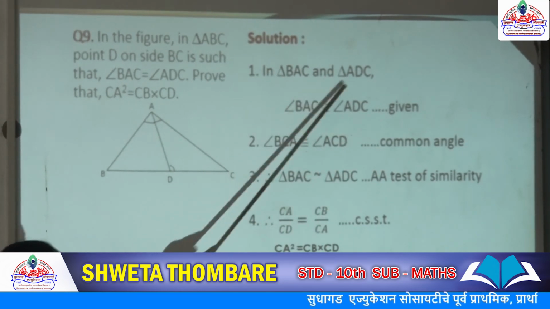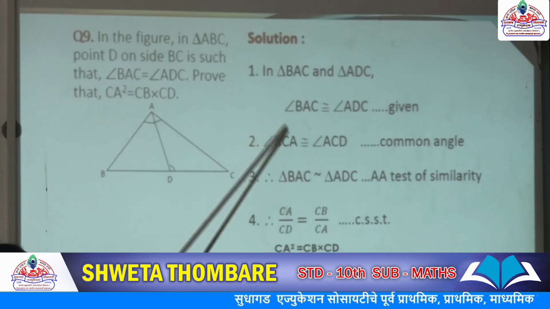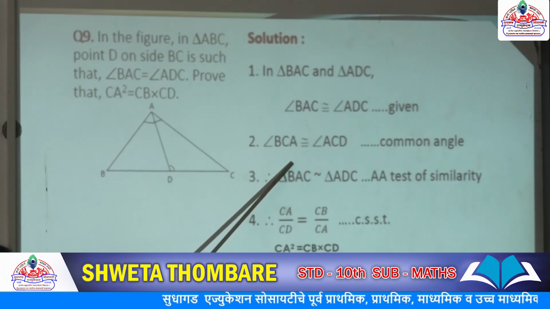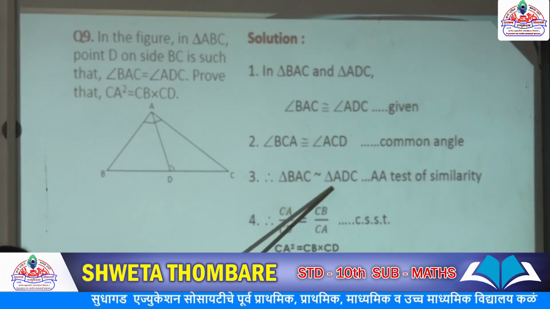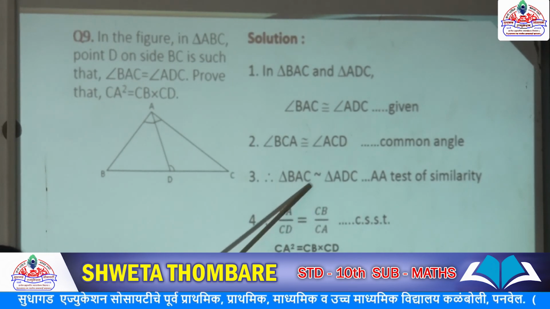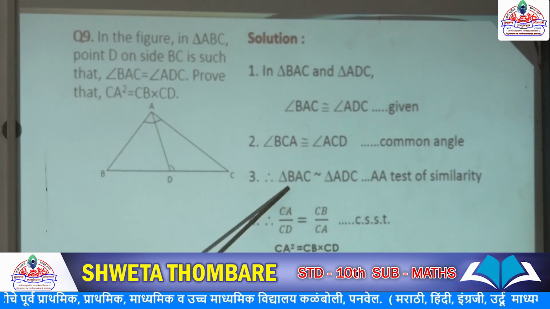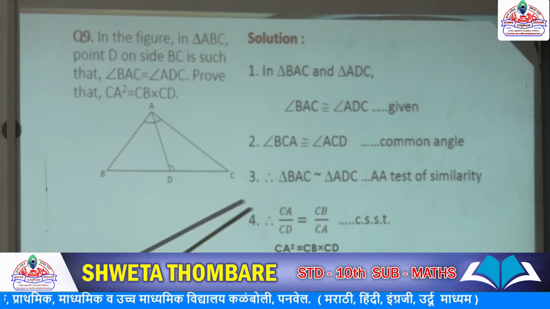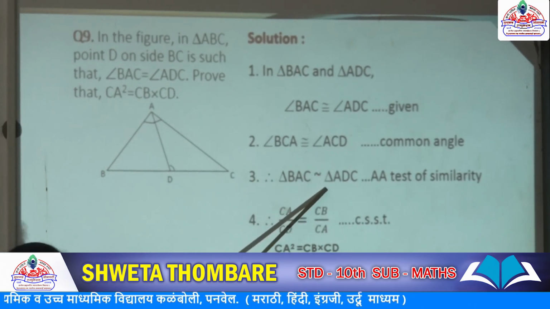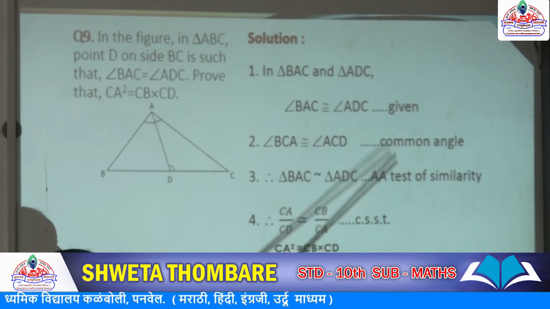Now in both the triangles, we are getting two pairs of angles congruent. Therefore, by which test are both the triangles similar to each other? Yes, it is the AA test of similarity. So here we can say triangle BAC is similar to triangle ADC by the AA test of similarity.